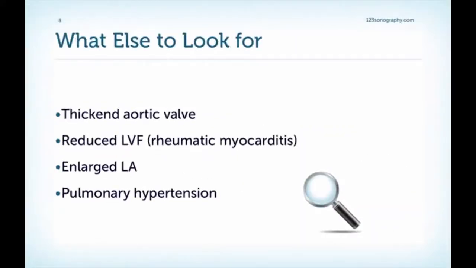Don't only focus on the mitral valve, but also take a look at the aortic valve, for example. The aortic valve is often affected with rheumatic heart disease, and you will find a thickened valve and pathologies such as aortic stenosis or aortic regurgitation. Because rheumatic fever also affects the myocardium, remember it's a pancarditis, expect to see a reduction in left ventricular function in some patients. And because we have an elevated pressure in the left atrium, we often see, or it's actually part of the disease, that we see an enlarged left atrium. And also expect to see pulmonary hypertension and right heart problems.